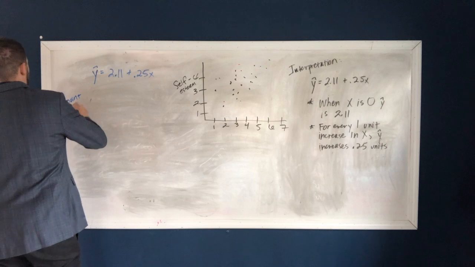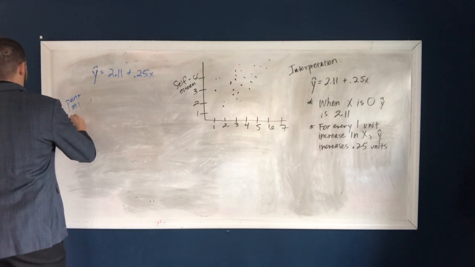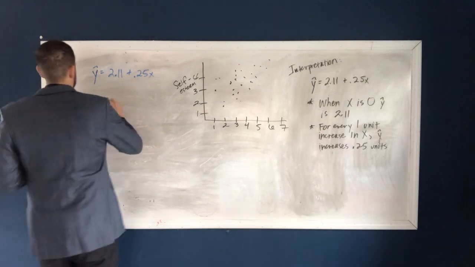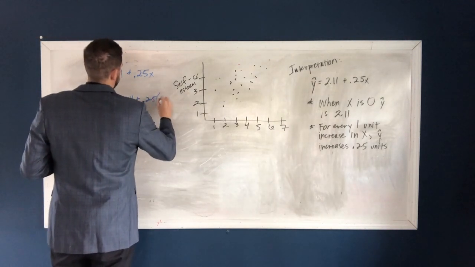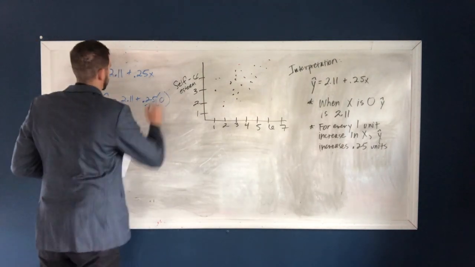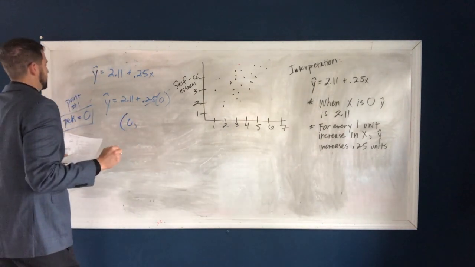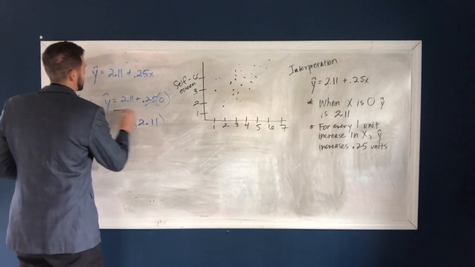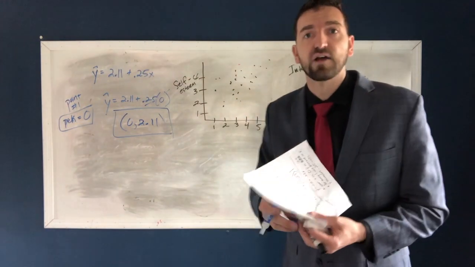So point number 1. I'm gonna pick, and you can pick anything, but I picked 0. So y hat equals 2.11 plus 0.25 multiplied by 0. Well, this is easy, right? So when x is 0, y is predicted to be 2.11. So there's my first point for my regression line. Now let's get the second point.